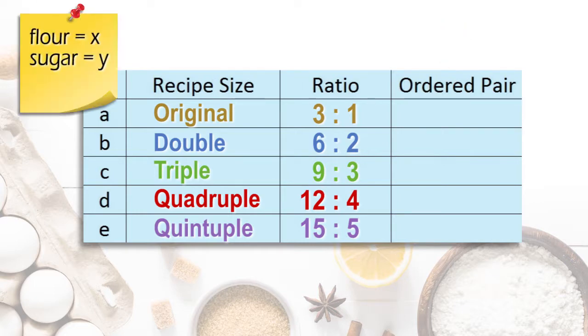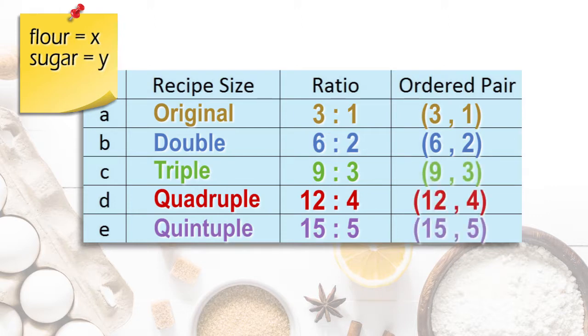The amount of flour will be the X value, and the amount of brown sugar will be the Y value in the ordered pairs. For the original recipe, the ordered pair would be 3 cups of flour for the X coordinate and the 1 cup of brown sugar for the Y coordinate, or (3, 1) in parentheses. The doubled recipe ordered pair would be the 6 cups of flour as the X coordinate and the 2 cups of brown sugar for the Y coordinate, or (6, 2) in parentheses. Let's continue writing in the ordered pairs in our table.